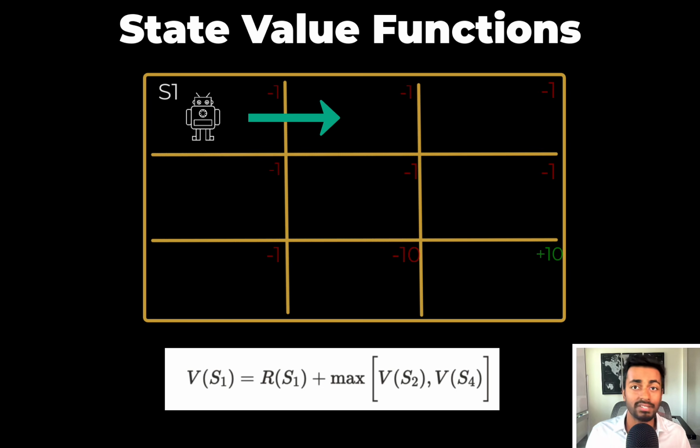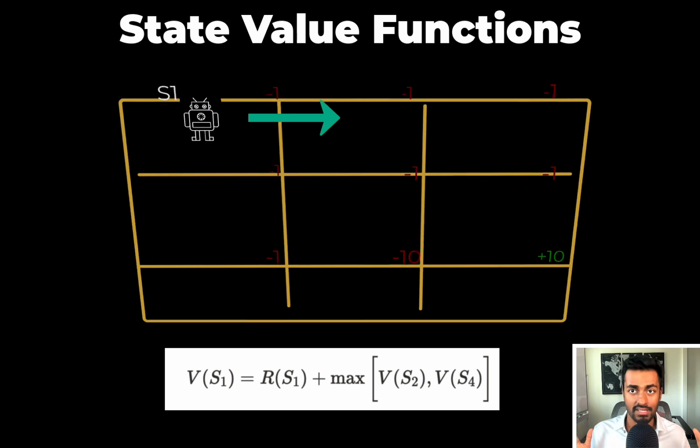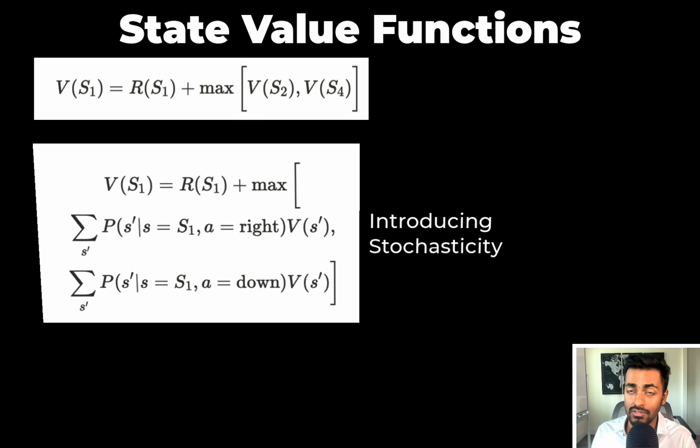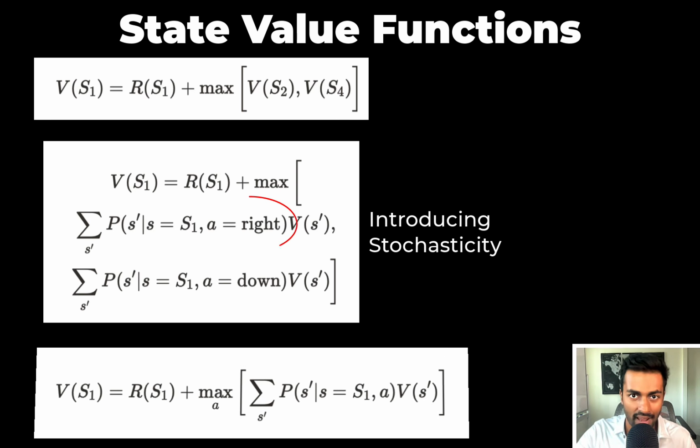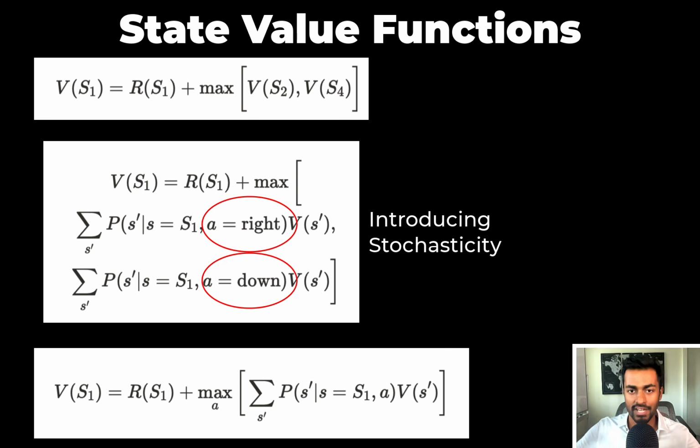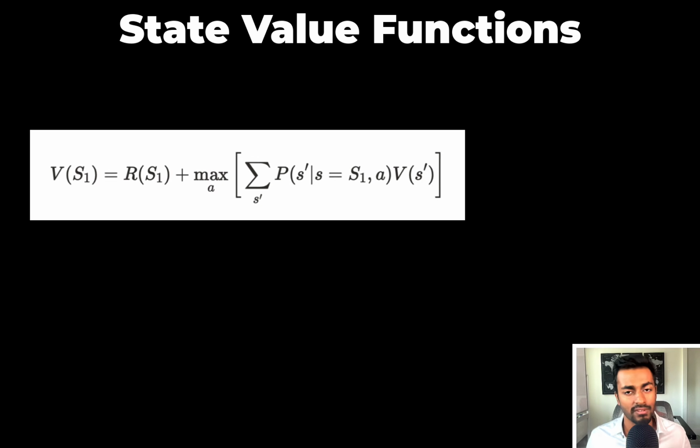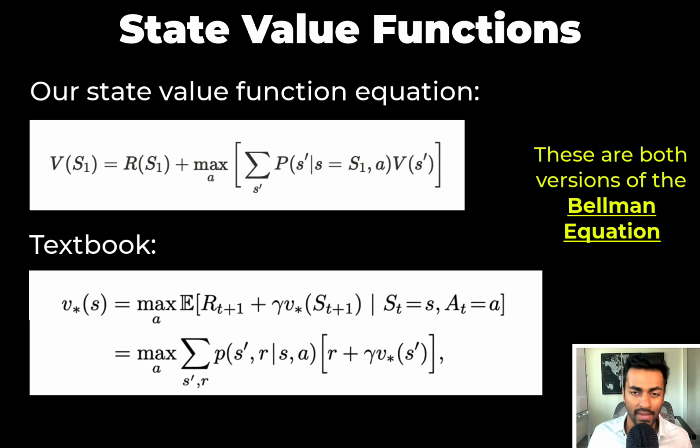But we can represent stochastic environments with probabilities, and so we compute expected values for these value functions. If we perform a specific action, it'll be the sum of the probability of transitioning to a given state times the value of that next state. And in general, instead of just saying right or down, we could give it a generic action A. This is similar to the textbook equation with two main differences.